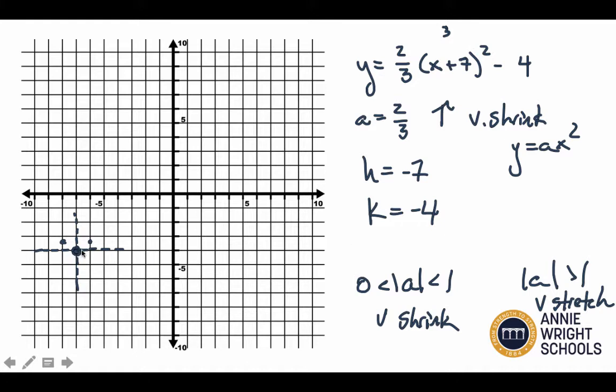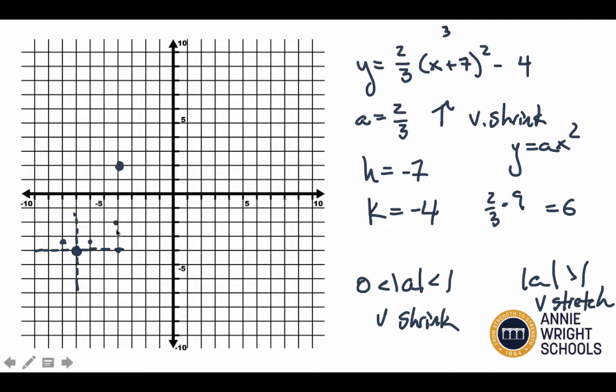So I'm going to go over 3. 1, 2, and 3. If I plug in this value of x, -4, I should get a 3 inside the parentheses. Check my math. -4 plus 7 is +3. +3 squared is 9. But instead of going over 3 and up 9, I'm going to go up 2/3 times 9. So what is 2/3 times 9? I hope you said 6. So I'm going to go over 3 and up. 1, 2, 3, 4, 5, 6.